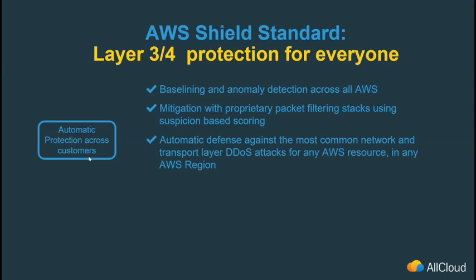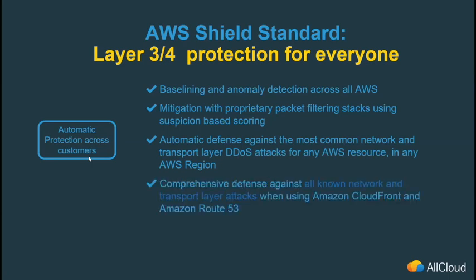These mitigations result in an automatic defense against the most common network and transport layer DDoS attacks for any AWS resource in any region, as well as comprehensive protection against all known network and transport layer attacks when you're using globally distributed services like Amazon CloudFront and Route 53.